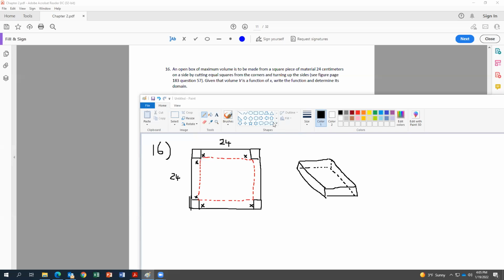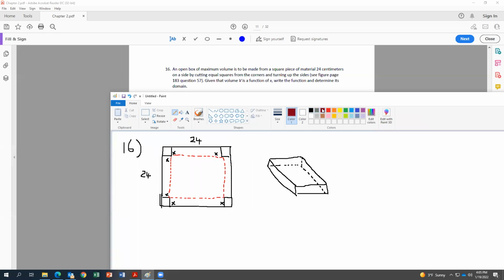So what happened is these sides are 24 centimeters each. Can you tell me what the length of this dashed red line is in terms of x? If from here to here is 24, and you take x out, what is the red dotted line in terms of x? Anyone?